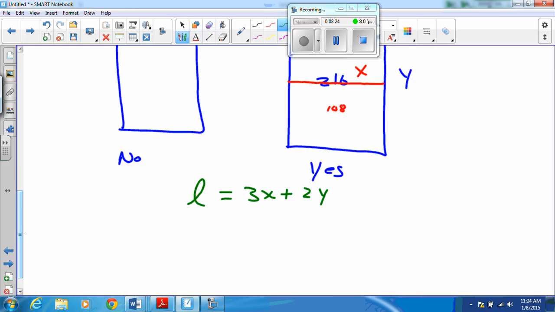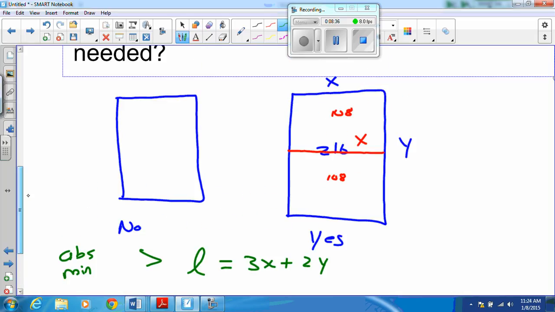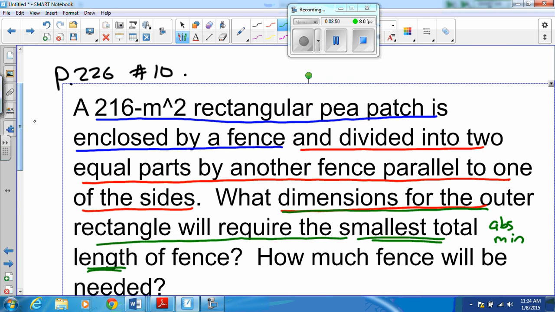Okay? So I am trying to now find the absolute minimum of this function L right here. But wait, there's more. I am also told that the total area of this rectangle is 216, and I want to translate that from English into math. There isn't any word here that indicates that I would want some kind of a max, right? There's no largest or anything. Instead, it tells me that the area is 216. So let's translate that from English into math.